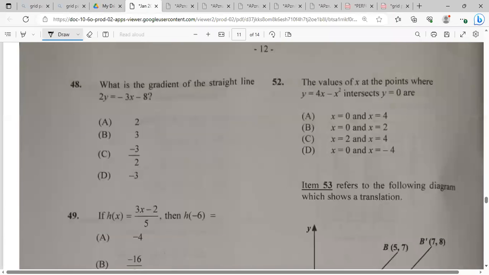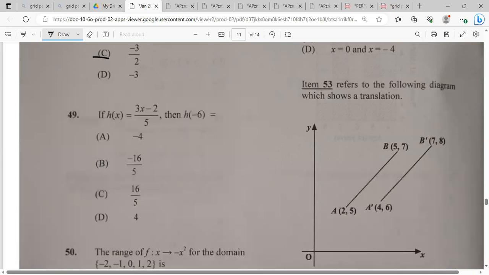What is the gradient of a straight line? 2y. So all we have to do is just divide by 2, because it's supposed to be in the form y equals mx plus c. So we divide that by the 2 here. So that's our negative 3/2. So that's c.